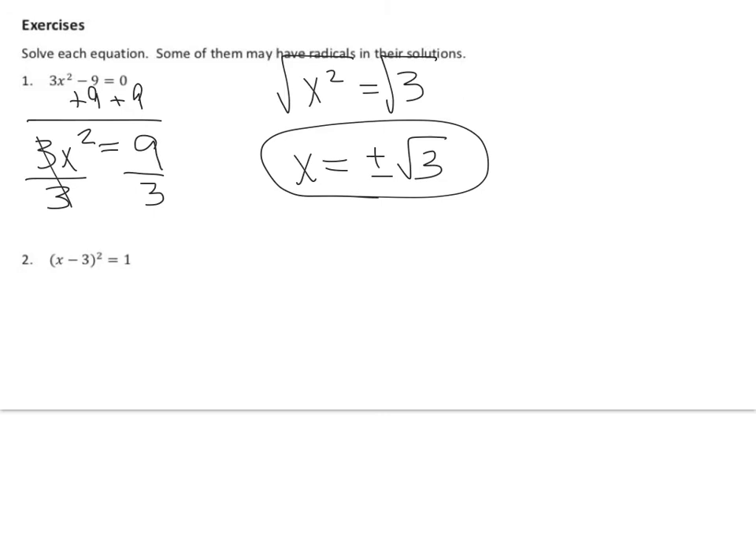Here I have x. Well, hold on. I want to show you something with this number 1. If I factored a 3 out, I would have x squared minus 3. Oh, that still doesn't do me any good.